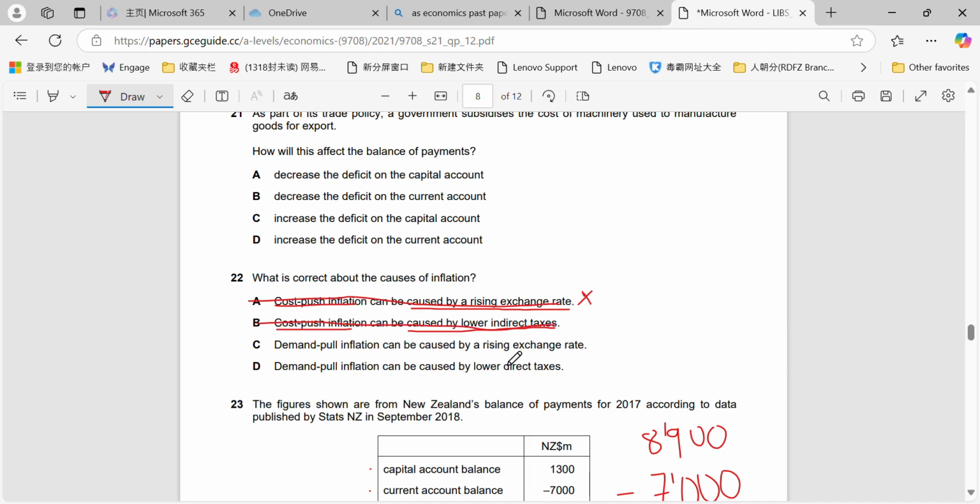Demand pull can be caused by rising exchange rate. No, rising exchange rate will reduce demand pull inflation because it will move aggregate demand to the left. Can be caused by lower direct taxes. Yes, it can, because that is an expansionary fiscal policy designed to move aggregate demand to the right, and therefore it could cause demand pull inflation.